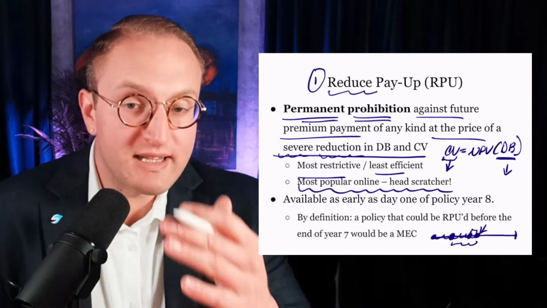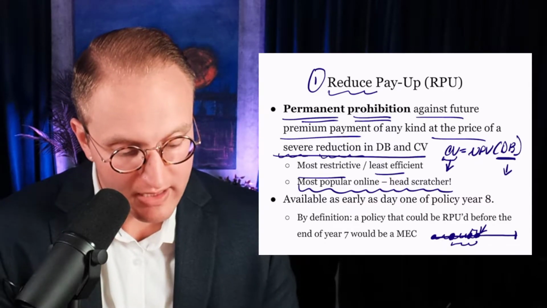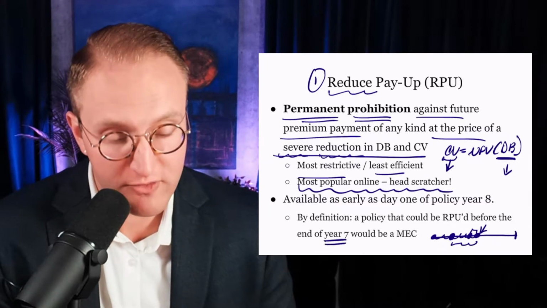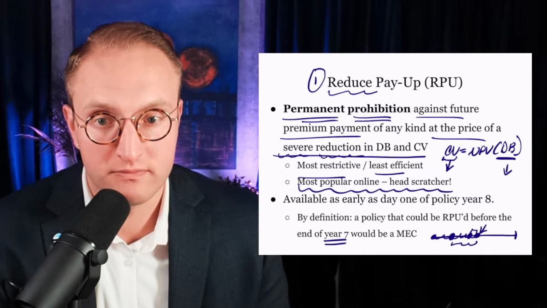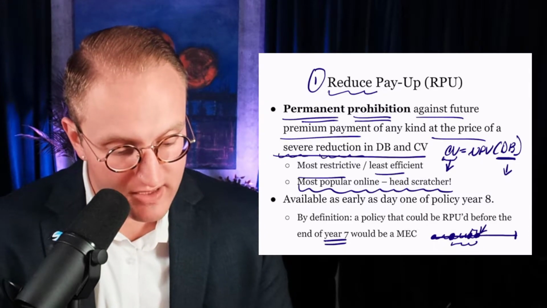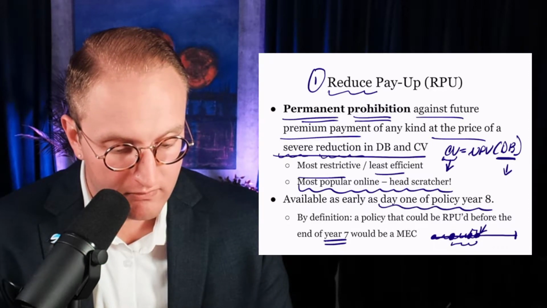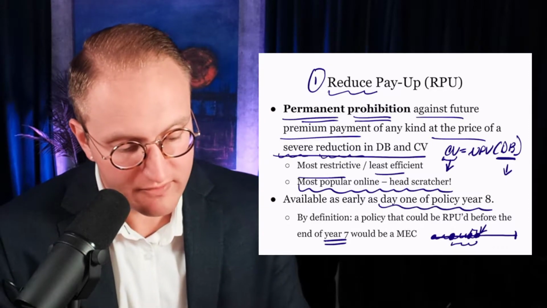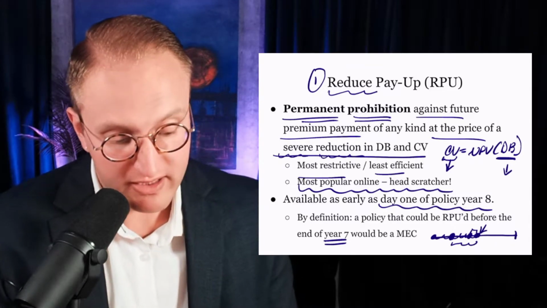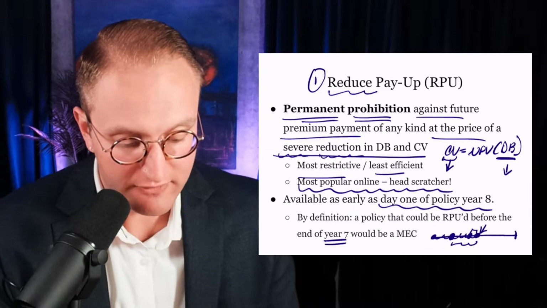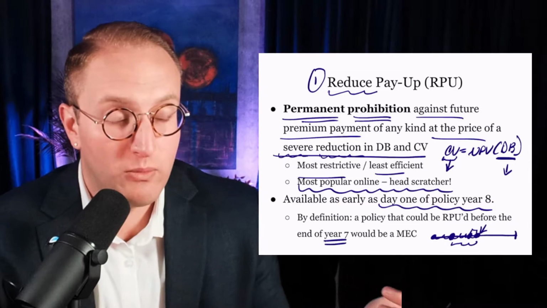Okay, RPU, it's there. When might an RPU be used? Well, certainly after the first 7 years. Remember, if you can fully pay for the death benefit within the first 7 years, policy's a MEC. So RPU is available day 1 of policy year 8. Some companies may differ. I'm not aware of all the differences across companies, but some may, year 10, I don't know. But theoretically, it's available after year 7. But after year 7, okay, when might I use it?